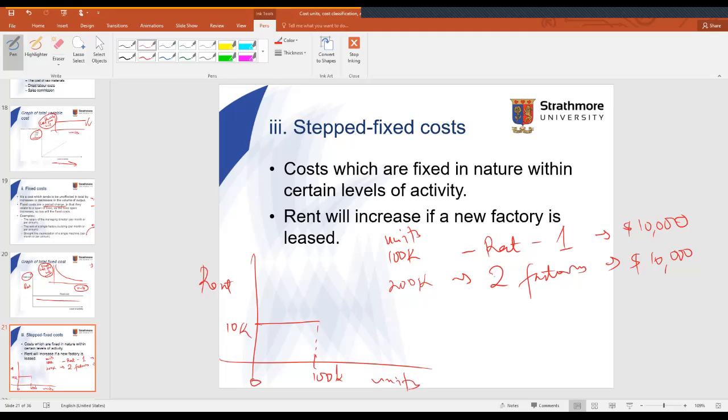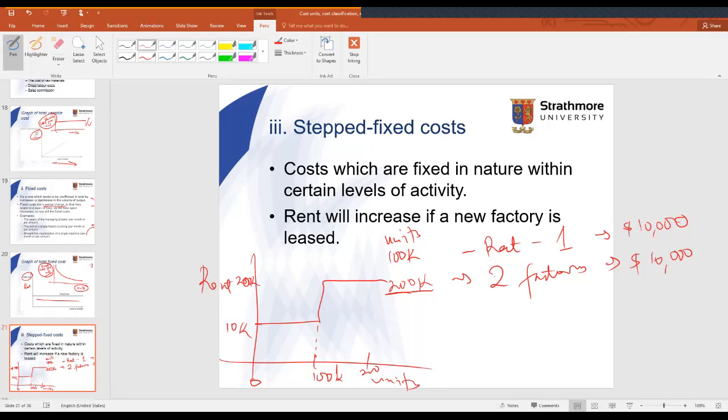If you want to produce 200,000, then you must rent a second factory because you can't produce more in that factory. It's fully occupied. In case you want to produce that extra amount, you must rent another factory at an extra cost of 10,000. Therefore, the total rent cost will jump to 20,000. If you increase production more, the cost will increase further.